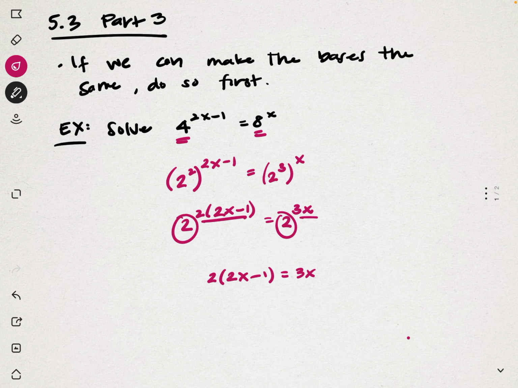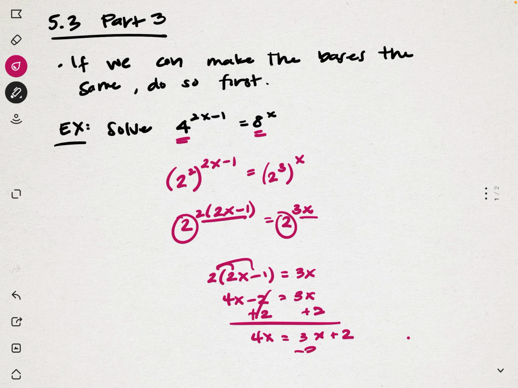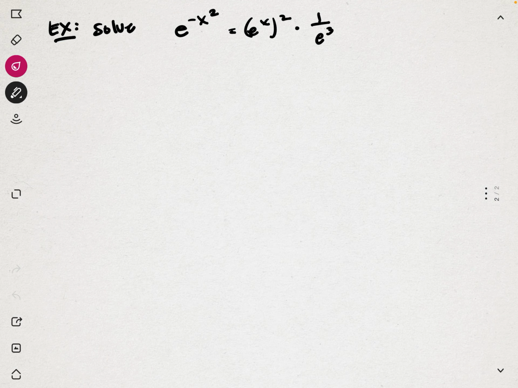We're going to just do straight algebra from here, so we're going to distribute. And then we're going to solve. I'm going to add my 2. That's 0. 4x equals 3x plus 2. I'm going to subtract my 3x. So we have x is equal to 2. Okay, on to the next one.